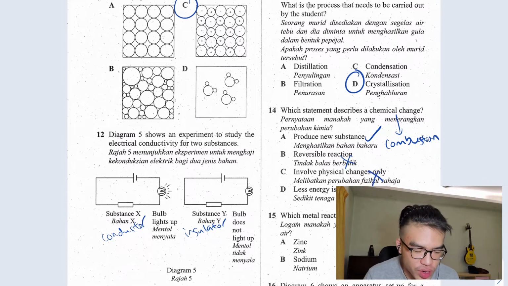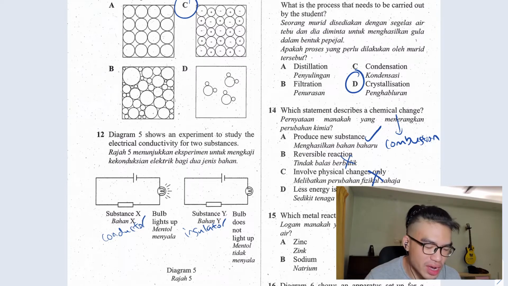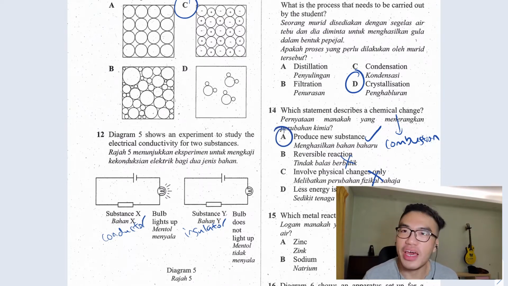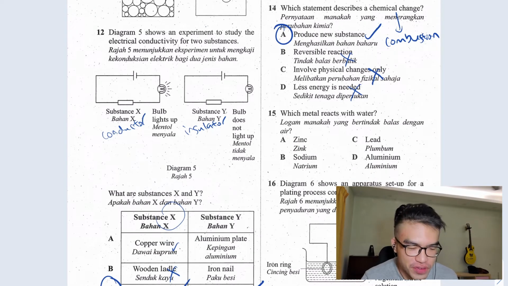That would be wrong as well. Less energy is needed. Combustion, you need fire, which is a lot of energy. So there's only one answer here. That would be A. Next, question 15.